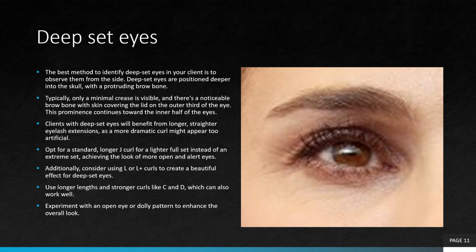In addition to J curls, using L or L plus curls can also create a beautiful effect for deep-set eyes by enhancing their natural depth without overwhelming them. Longer lengths and shorter curls like C and D can also work well to provide lift and definition.